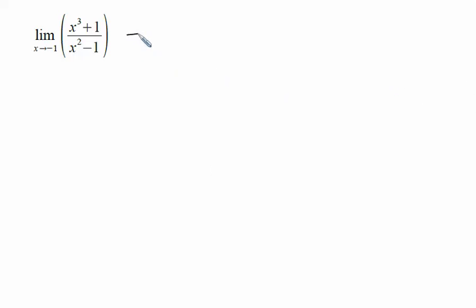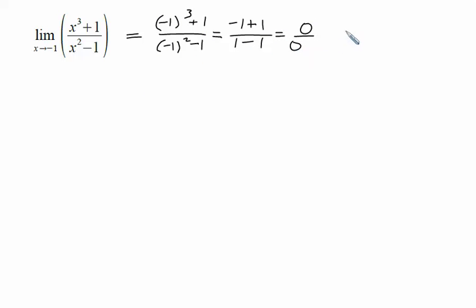But the first thing we want to remember is when we start off, just simply plug in that value of x to the expression you have inside the limit and see what happens. In this case, negative 1 cubed plus 1 all over negative 1 squared minus 1 is going to be negative 1 plus 1 over 1 minus 1, which is 0 over 0.